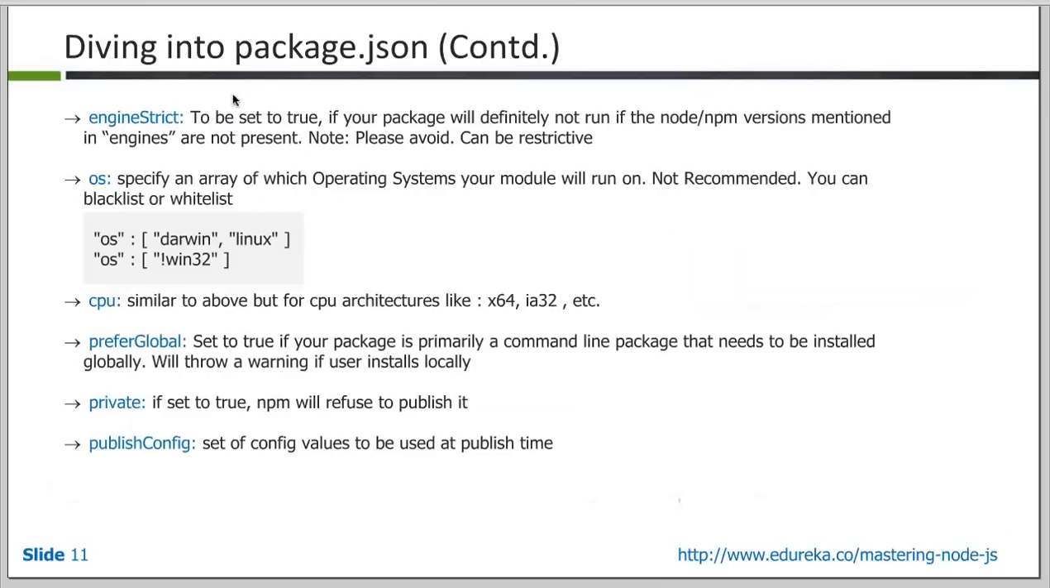You can also provide other properties like engine strict, OS, CPU, global variables, private, publish config. One key property here is called preferred global. When this is set to true, your package is primarily a command line package that needs to be installed globally. This will throw a warning if a user installs it locally. So we never set this property if I'm not wrong. We generally use the libs property inside your package.json to make it globally available.